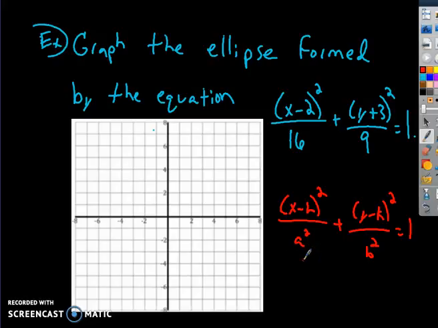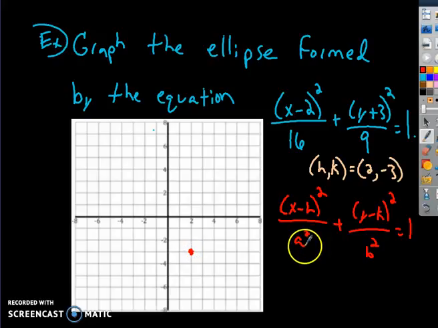So if I think about my center, h, k, you have to get the opposite of these signs. So if this is a −2, it's a +2, and that +3 is a −3 for my center. So my center is at (2, −3). I'm going to go over to +2, down to −3, that's right here. That's the center of the ellipse.